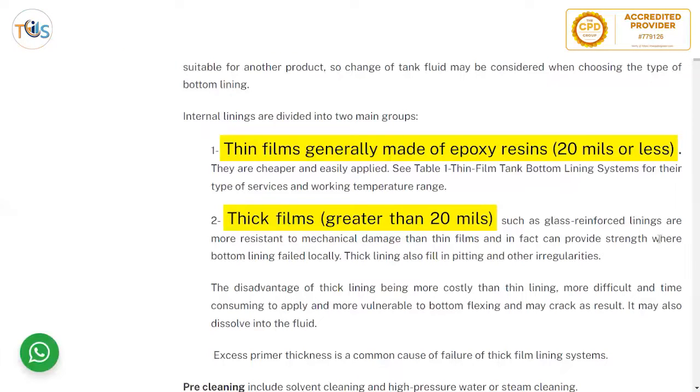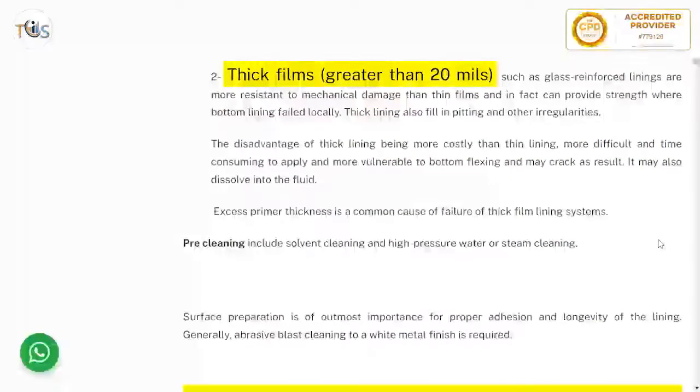Thick films, greater than 20 mils, such as glass reinforced lining, are more resistant to mechanical damage than thin film and in fact can provide strength where bottom linings failed locally. Thick film lining also fills in pitting and other irregularities.